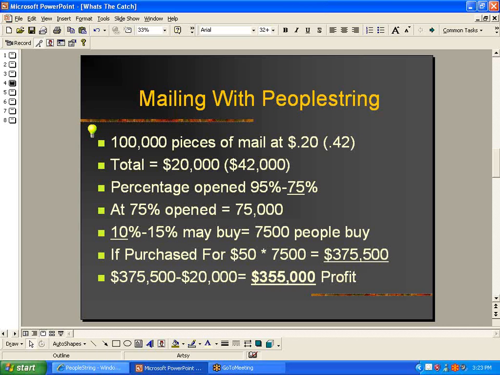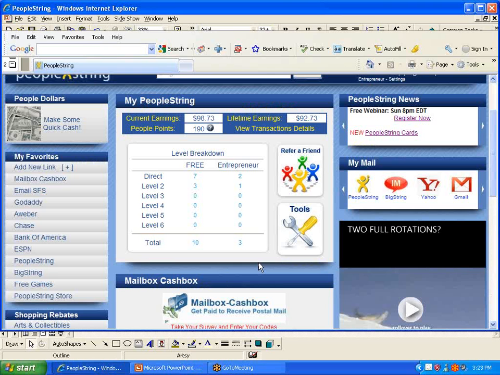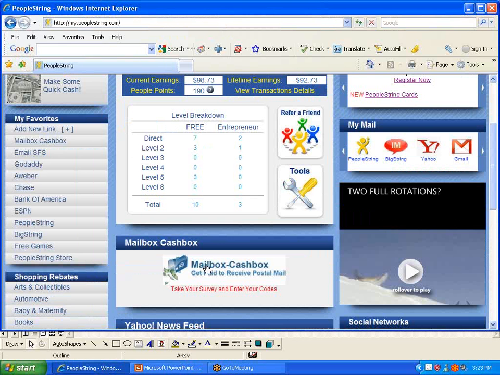Okay, when you first come into PeopleString, you're going to fill out a survey. You're going to answer questions about yourself, and that's going to open you up to receiving this mail once you confirm your card or your code.